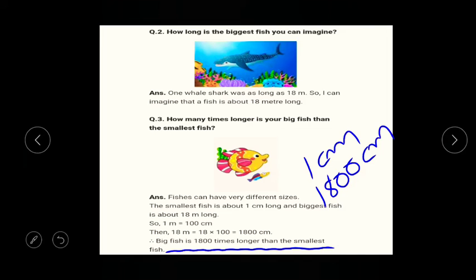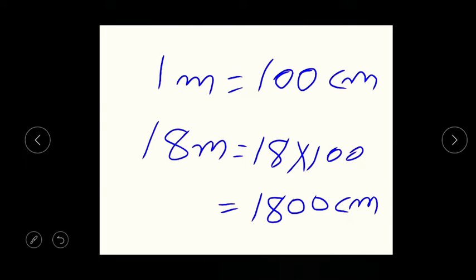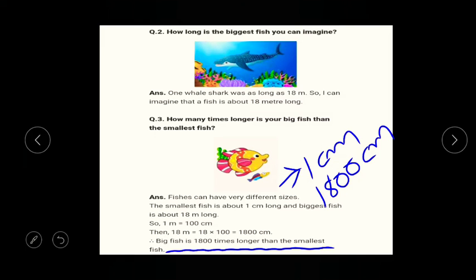If anyone has not understood, please let me know. Our smallest fish is how many centimeter long? 1 centimeter long, and we have just calculated a 18-meter long fish can be written as 1800 centimeter. So our longest fish is 1800 centimeter long. So from that we can say that a big fish is 1800 times longer than the smallest fish. Simple.